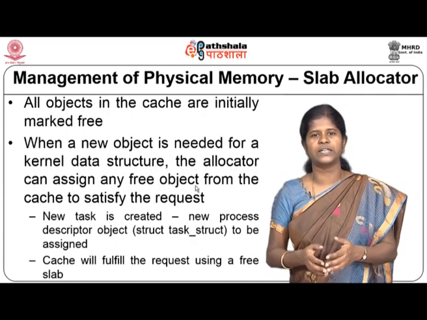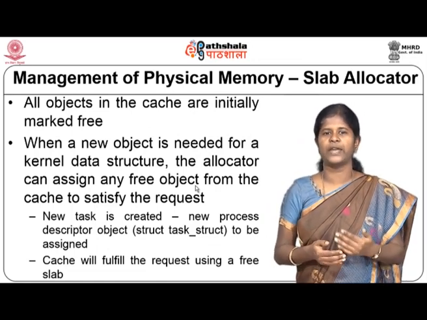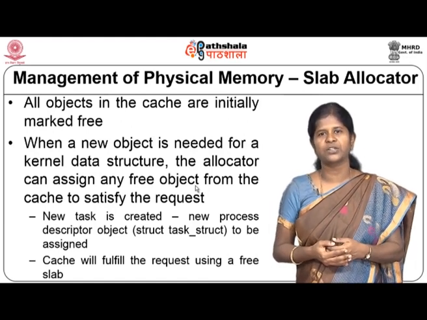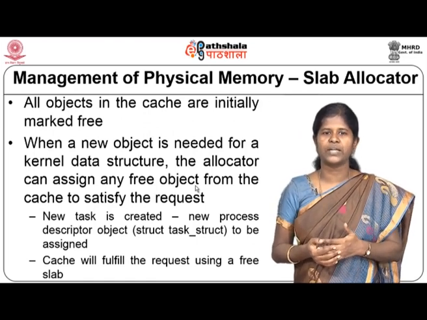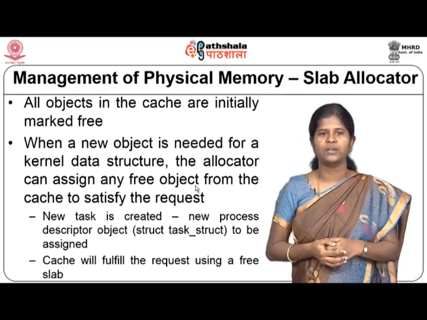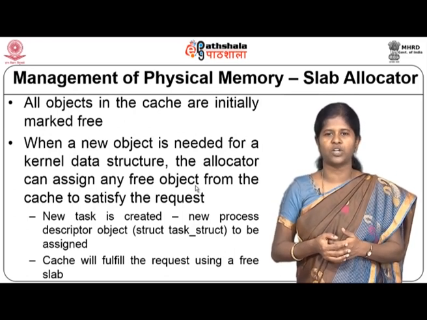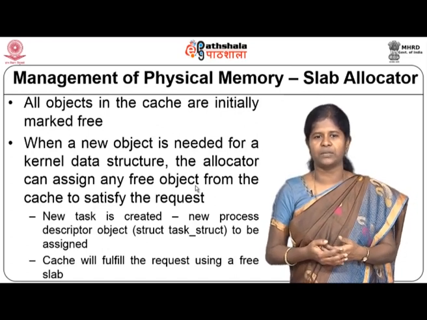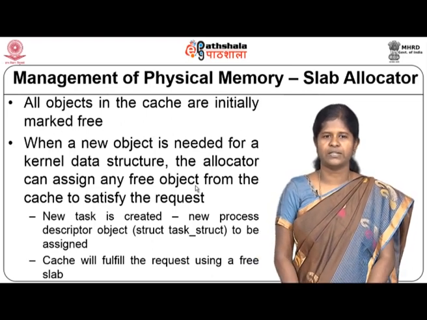Whenever a new object is needed for a kernel data structure, say you need to bring in an inode, you need to allocate space for an inode, or you need a new object in the inode cache, then the allocator will check if there is any free object in the cache, so that you can allocate space for that inode using that free object. Similarly, whenever a new task is created, say a new process descriptor object has to be assigned, it will check if there is any free object available. So, the cache will fulfill this request using a free slab.